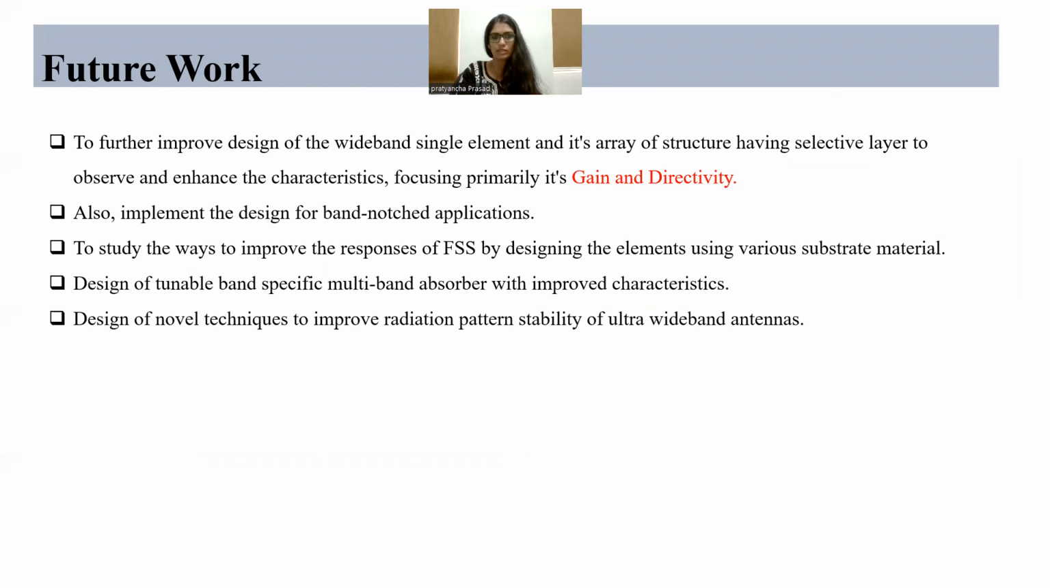For future work, now we have the complete wideband antenna, and now we have one layer. When we place the layer with the antenna, we can definitely improve the gain. So this is our future work. We have to observe up to where we can improve the gain and the directivity.